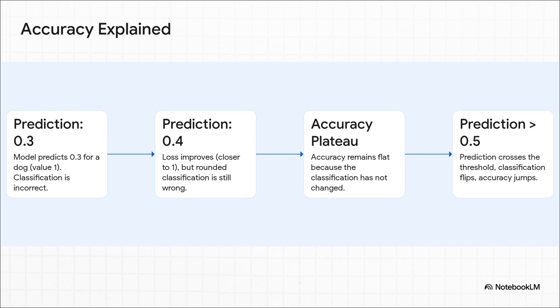Let's break it down. Imagine your model is trying to decide if a picture is a dog. Let's say a dog is a value of 1. The model predicts 0.3. Well, that's wrong. As it trains, it gets a little better and predicts 0.4. Now, its loss has improved because 0.4 is closer to 1. But when you round it, it's still 0, so the classification is still not a dog. The accuracy stays flat. It's only when the prediction finally crosses that 0.5 threshold that the answer flips to dog, and boom, you get that sudden jump in accuracy. That's what creates those steps.